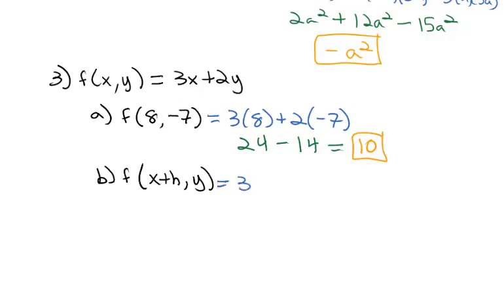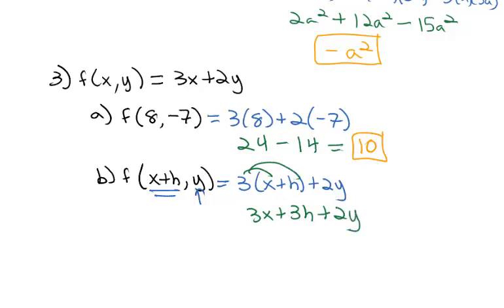So now we've got 3x, but x we're going to replace with the entire x plus h, plus 2y. Y is still y in there, so 2y. We'll simplify a bit by distributing, giving us 3x plus 3h plus 2y. No like terms. That's going to be it.